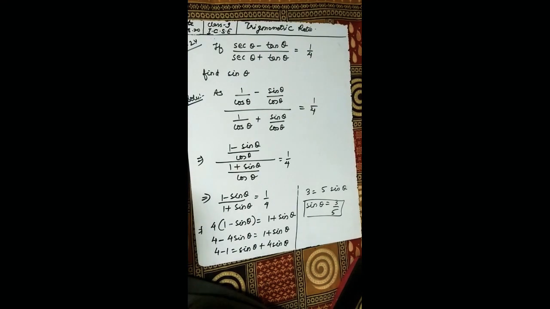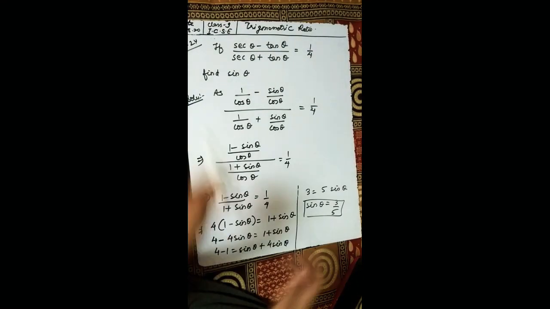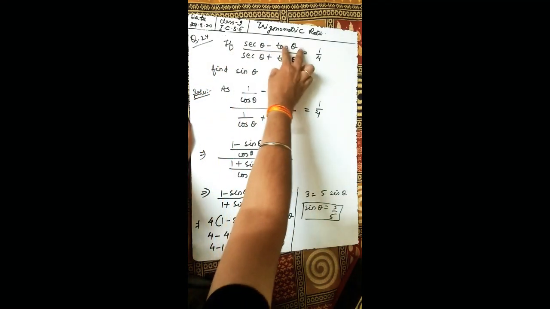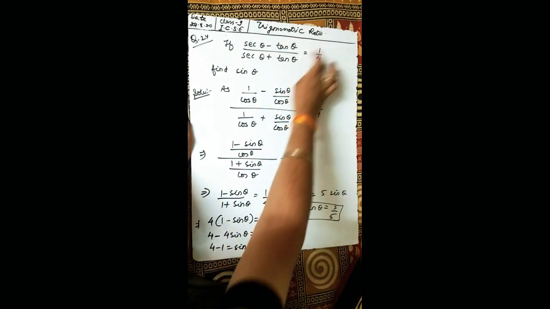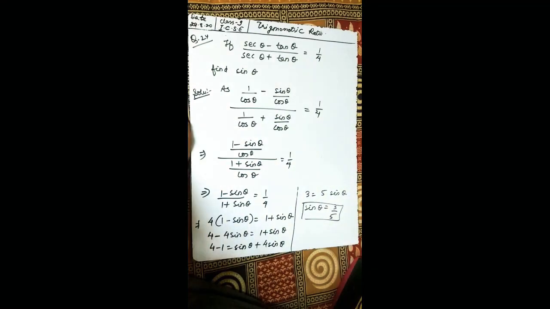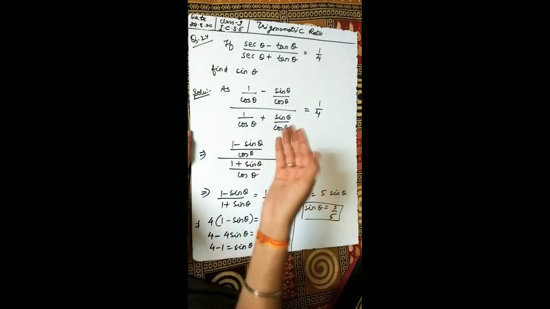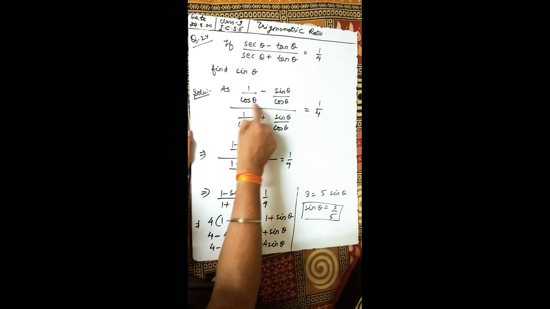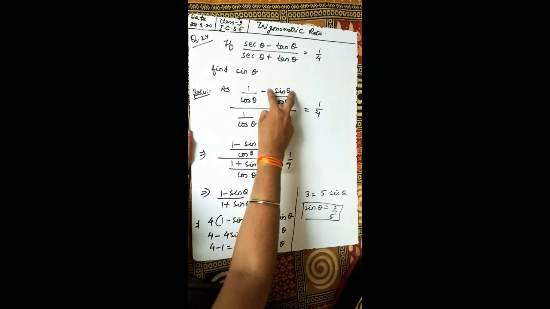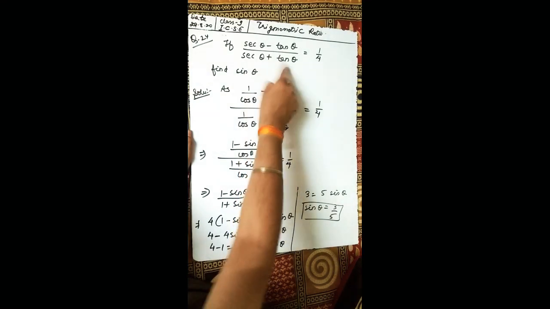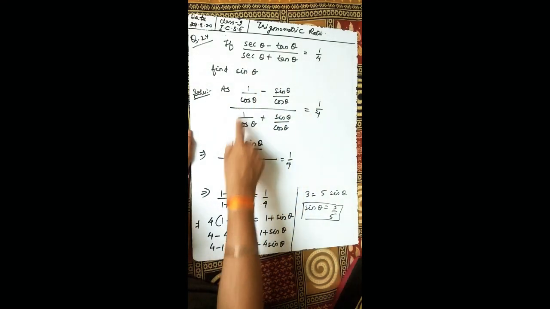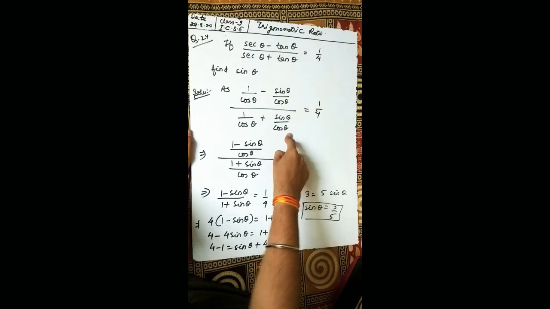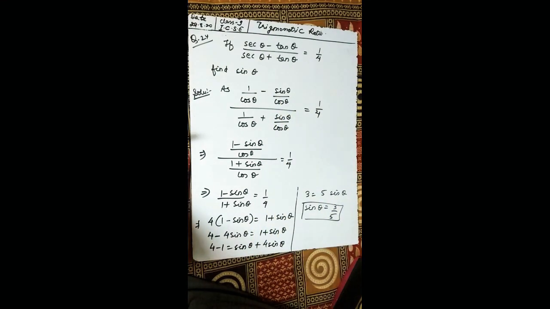Okay, let us understand the 24th question. The 23rd question you can easily do. So you are given: if sec theta minus tan theta upon sec theta plus tan theta is equal to 1 upon 4, then find sin theta. So how are we trying to do this question? Sec theta can be written as 1 upon cos theta, minus tan theta, which can be written as sin theta upon cos theta. Similarly, in the denominator, sec theta is 1 upon cos theta plus tan theta, which can be written as sin theta upon cos theta, equal to 1 upon 4.